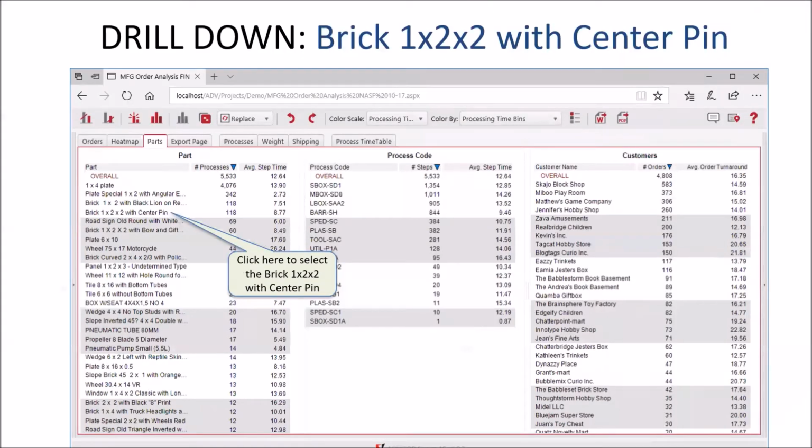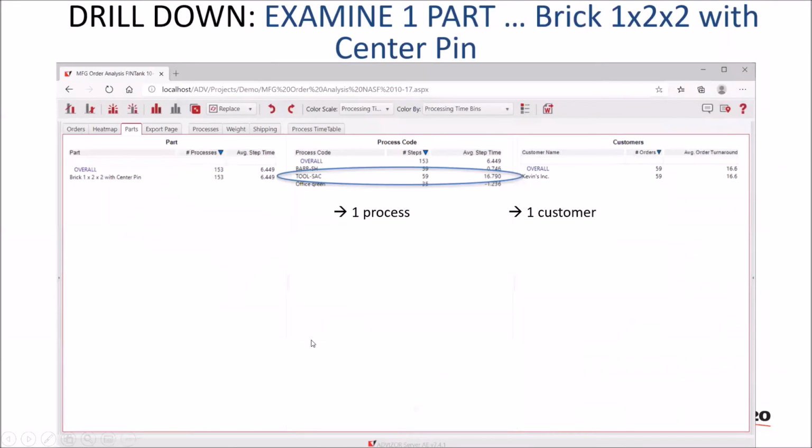Another one. So look here, these things must have some outliers. The orders are going long, but these processes aren't so bad. Here's one though, the brick 1x2x2 with a center pin, 118 processes, a lot less than the 1x4 plate, but it's taking 8 days. So what's going on with that one? So I click that. Wow, different situation. It's this tool sack packaging process that's taking a long time, and it's one customer, Kevin's Inc.